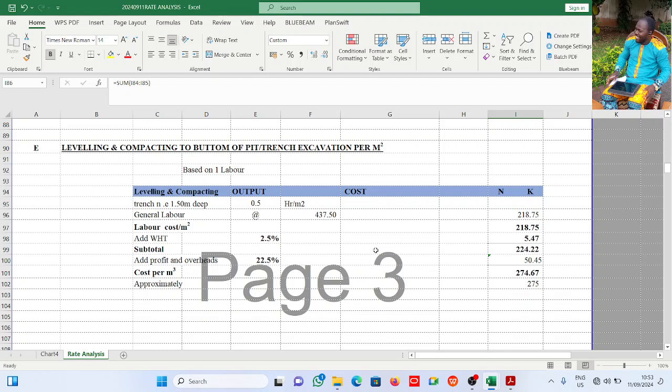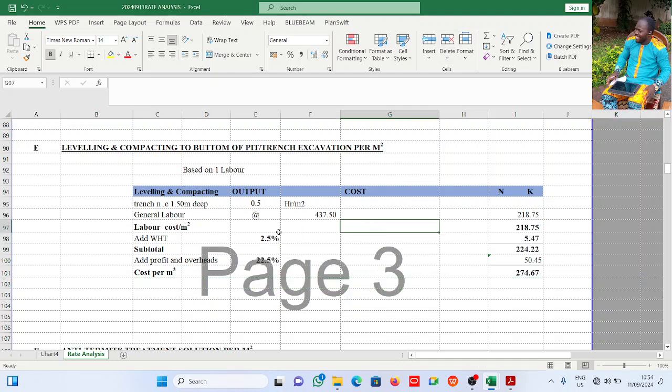Now when we come to level and compacting, in the BESMM 4R, when you do take off, you don't do take off for level and compacting anymore. They are deemed to be included. However, if we are to do it, let's say based on one number, it takes 0.5 hours per square meter, that's 30 minutes per square meter. And of course, this guy is paid 437.5. So I multiply with that, I have this. Simply add withholding tax, and also I add the profit and overhead. So we have this, approximately that.